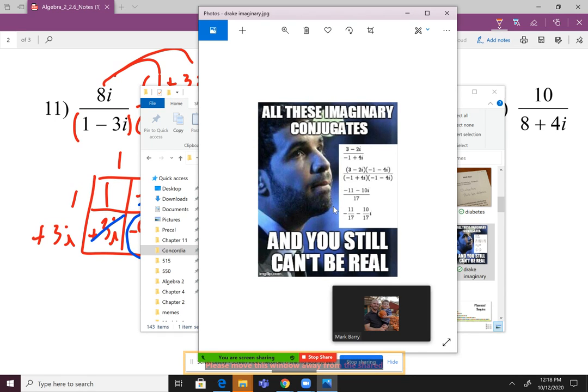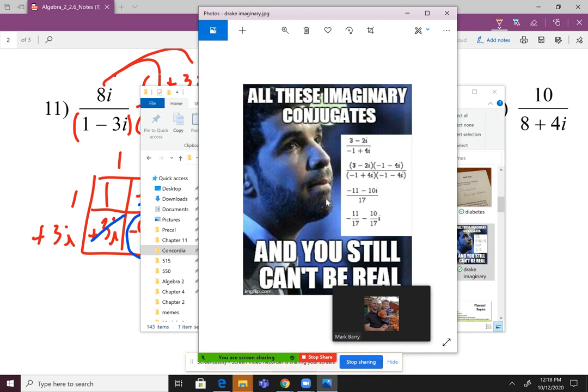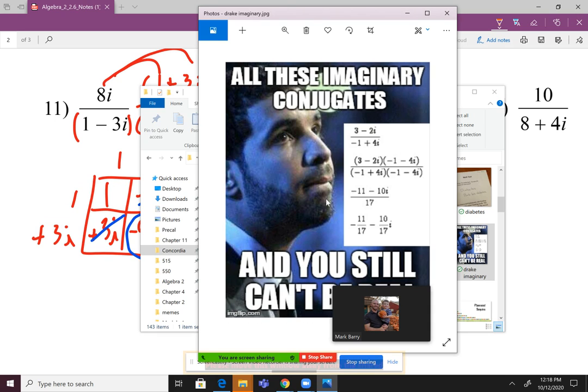We know we're talking about complex numbers here. And so Drake would say, we got all these imaginary conjugates, and you still can't be real. All right, good stuff. I made that one myself.